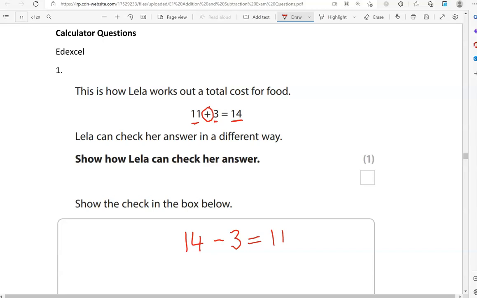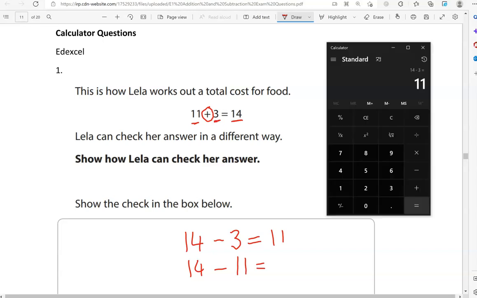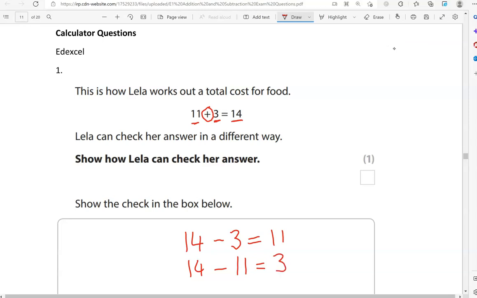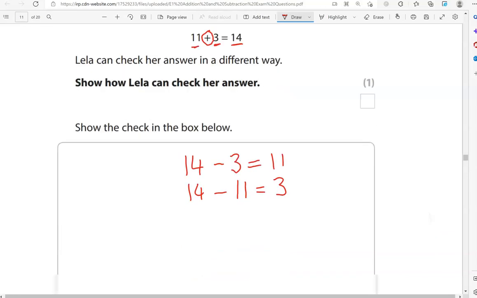Or I could do 14 take away 11. Does it give me 3? Let's see. So 14 take away 11 equals 3. So either of these two. Doesn't have to be both. You could do 14 take away 3 or 14 take away 11, whichever you prefer.